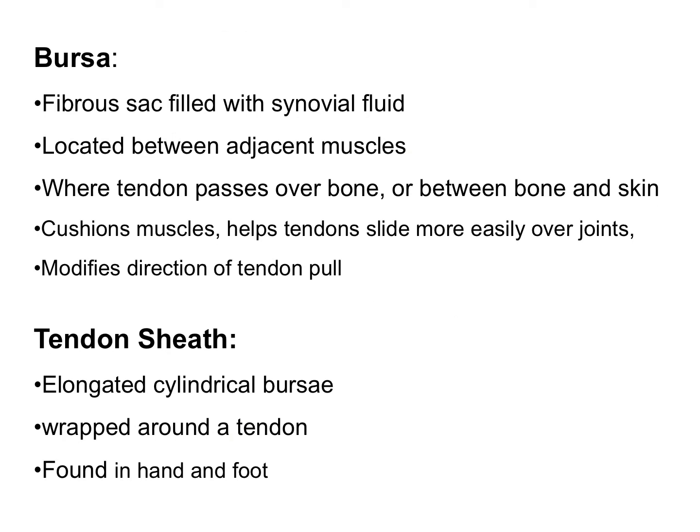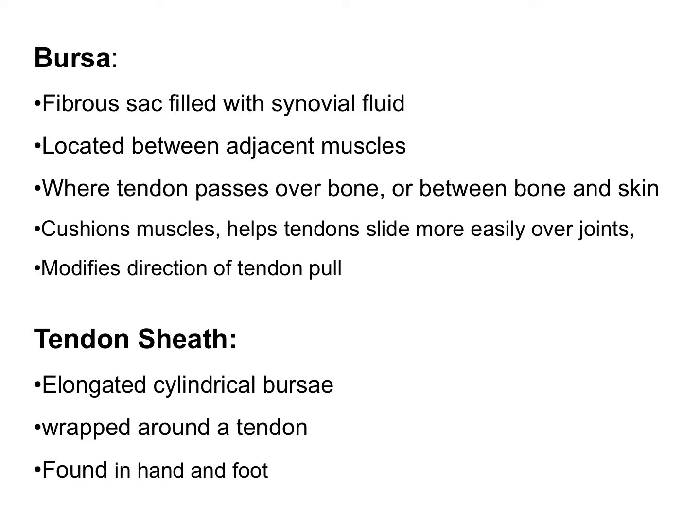Then we come to the bursa. We are doing the associated structures of the synovial joints. Bursa is a fibrous sac filled with synovial fluid located between adjacent muscles and areas where the tendon passes over the bone or between the bone and the skin. It functions like a cushion for the muscles, helps tendons to slide more easily over the joints, and it also modifies the direction of the pull.